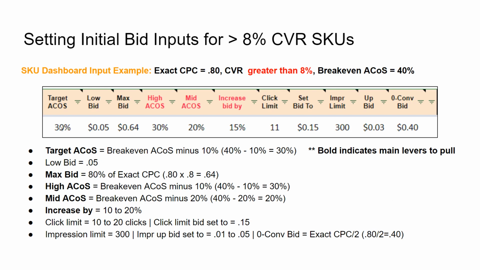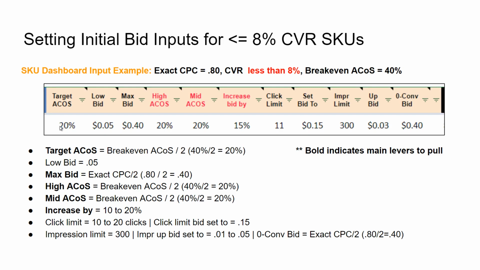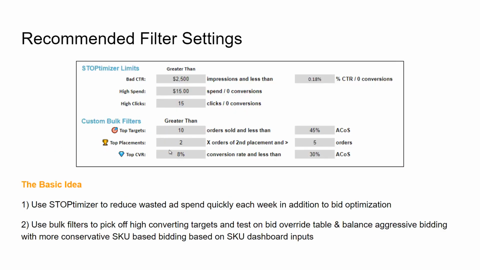All right, so moving on to the less than 8% CBR SKUs, and this is that screenshot that you saw on the second slide. This is how most of those SKUs actually shook out. So these are the initial settings based on those metrics that we started with, and we've seen some other accounts do real well with these initial settings as well. But I'm not going to read over this. It's the same concept as the last slide, but just know that these are going to be more conservative inputs to start with because they have a lower conversion rate, and we're going to be balancing the settings on the SKU dashboard with more aggressive settings on the bid override table, which we're going to be talking about next.